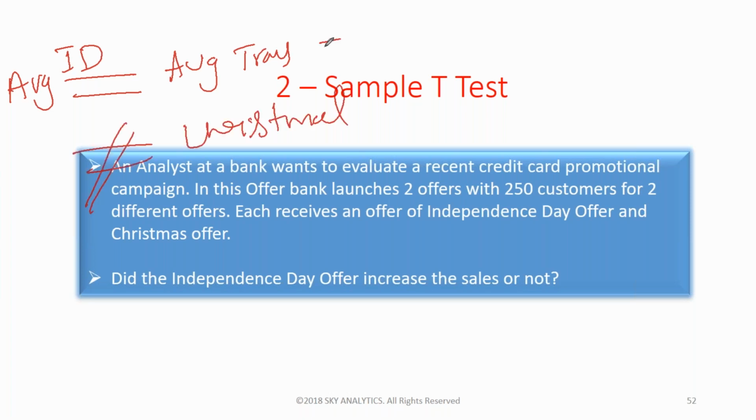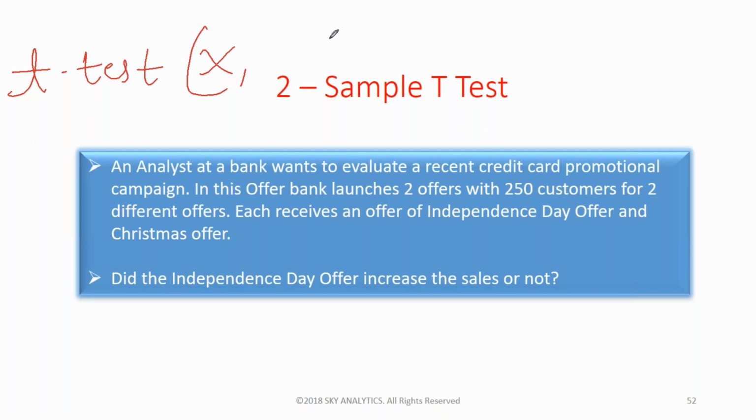So equal to means it is null hypothesis. Alternate hypothesis means it is not equal. So you should check this using your two sample t-test. For the two sample t-test, you should use a function called t.test. So you can use the t.test, x column, y column. You can close this and you can test it.